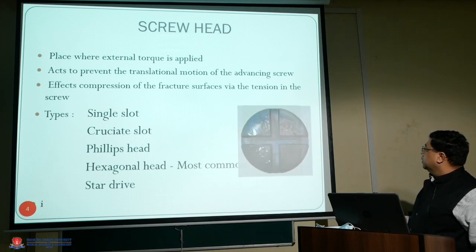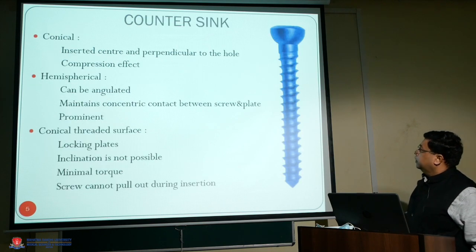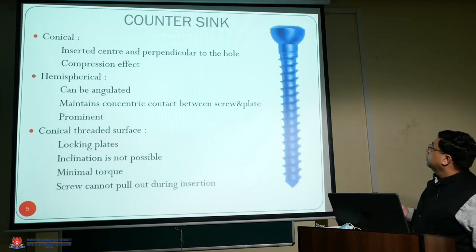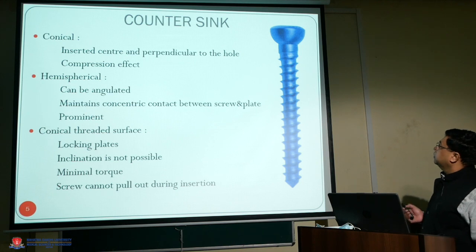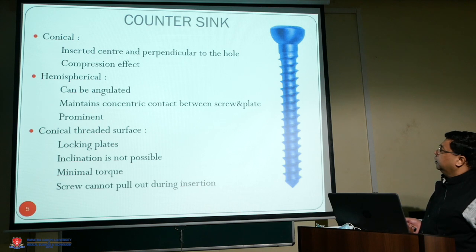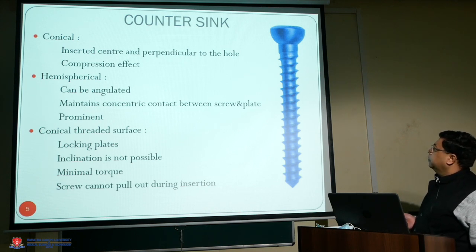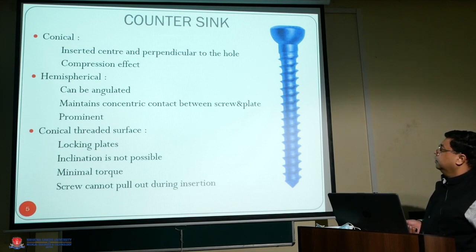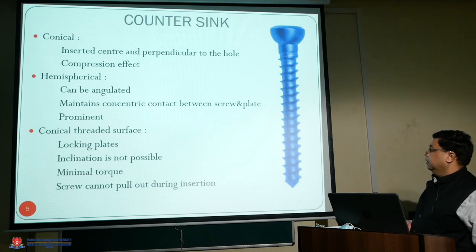This is the single slot, this is the cruciate slot, and the countersink. It's conical, inserted at the center and perpendicular to the hole. Hemispherical heads can be angulated and maintain concentric contact between the screw and plate. With a conical thread surface, as in locking plates, inclination is not possible.